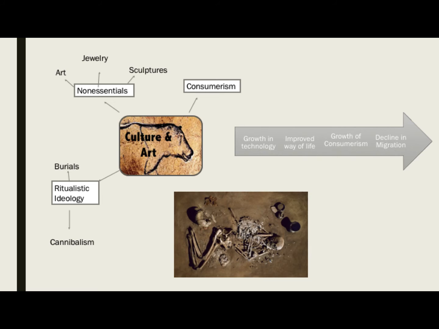And therefore, you can see the growth in technology, how it improved the way of life, how it grew consumerism, and then a decline in migration. As people were consuming items, it became easier to settle down and grow a larger production of food in a smaller area rather than hunting and gathering it. So you will see towards the end of this period a decline in migration.